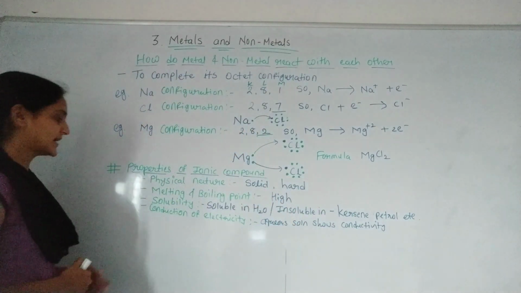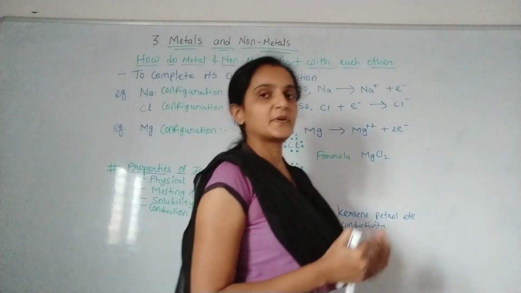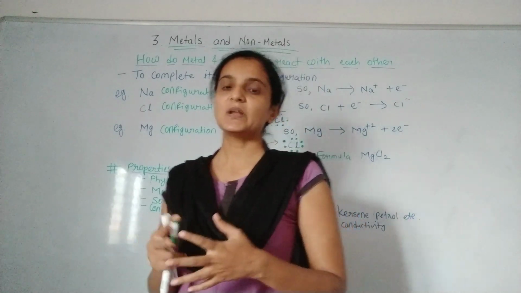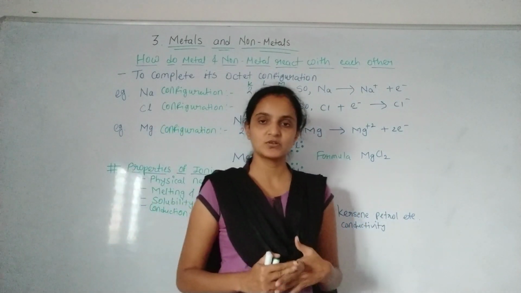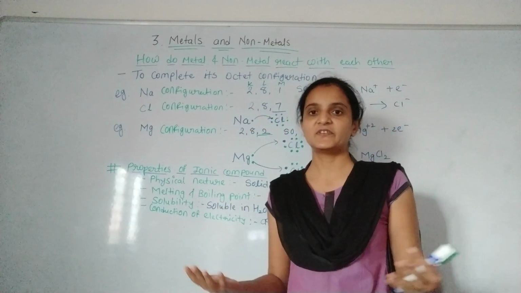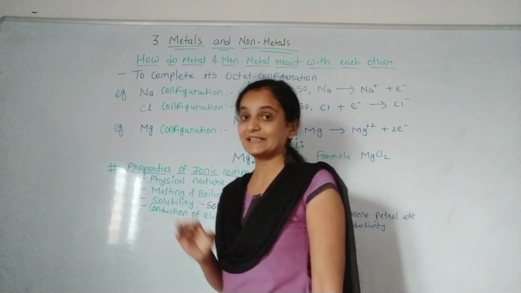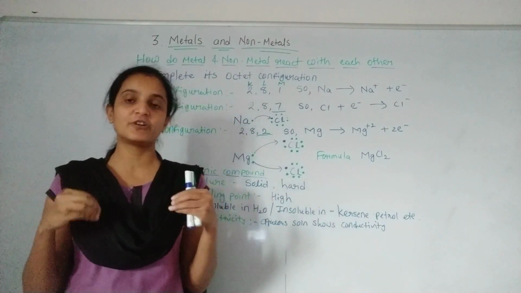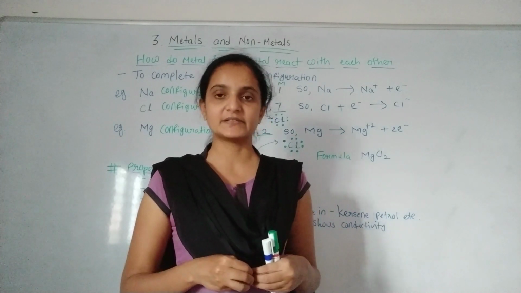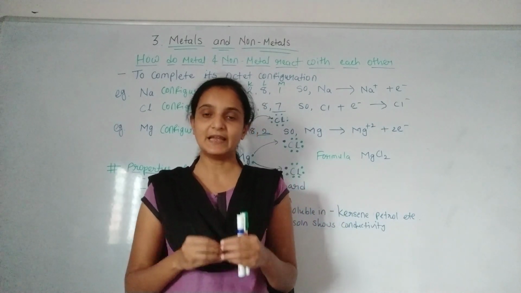Now the last property of ionic compounds is conduction of electricity. See, in a previous video also we have seen, for the conductance of electricity, it requires either free electrons or free ions. Here, ionic compound itself is made up of ions, but when it is in solid form, the ions are not free to move because they are rigid. So they are not free to move to conduct electricity. So we can say that a solid ionic compound is not able to conduct electricity.